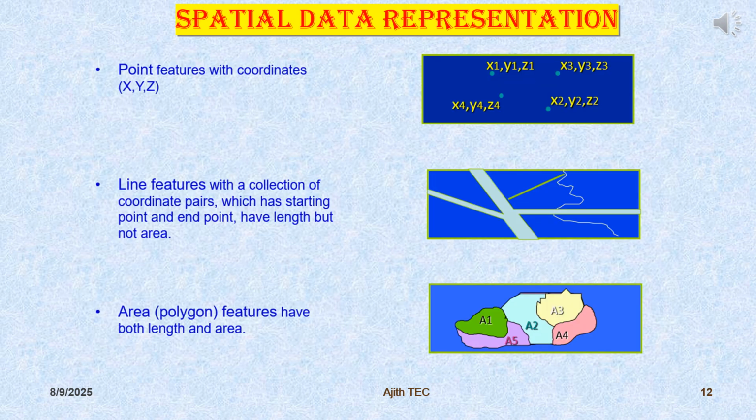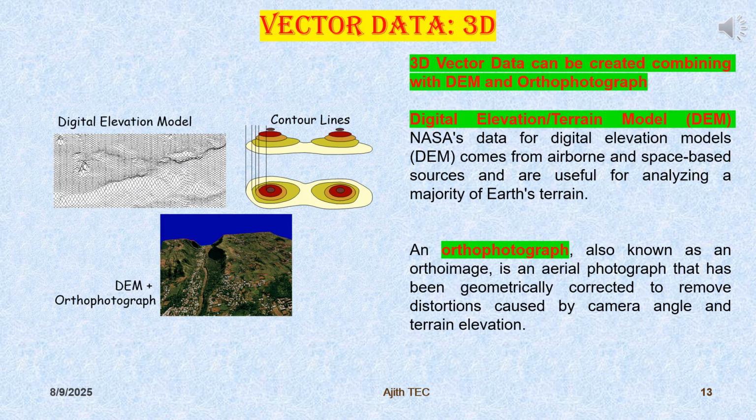Spatial data representation. Point features have coordinates x, y, z. Line features are a collection of coordinate pairs, which have a starting point and an end point, and have length but not area. Area polygon features have both length and area. Vector data 3D: 3D vector data can be created by combining a DEM and an orthophotograph. Digital elevation or terrain model, DEM.